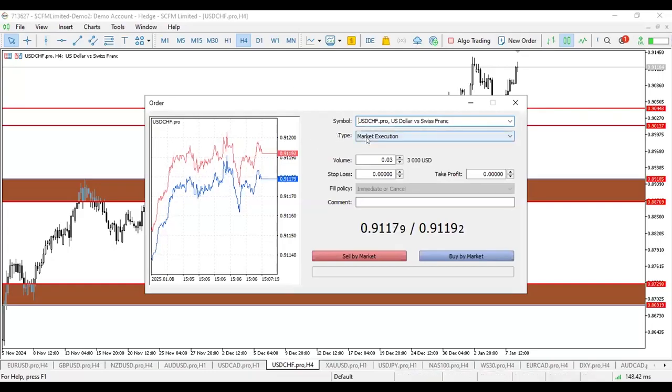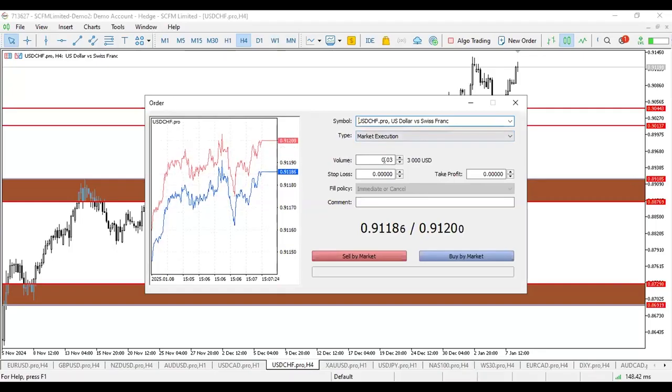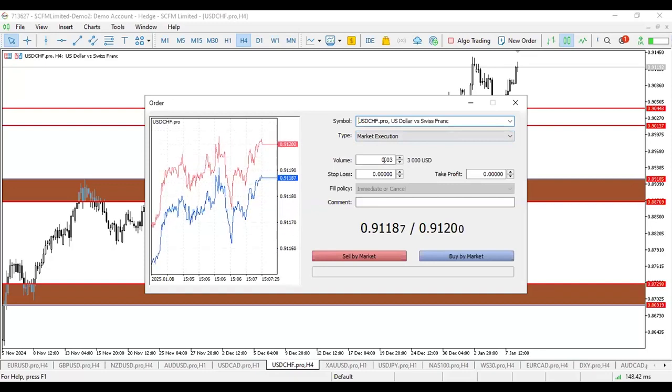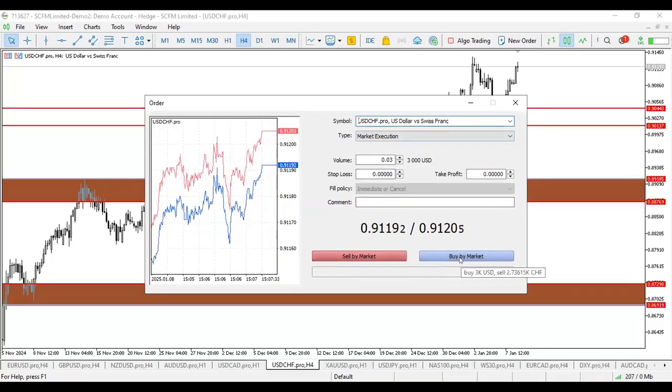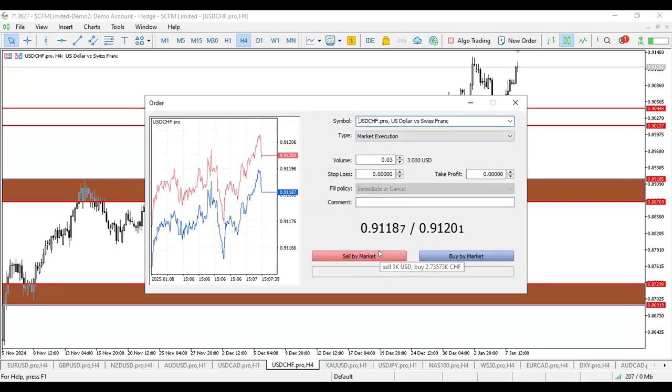You have market execution. Then here you can see the volume. So this is the lot size. We usually take trades in terms of lot size. We position our trades in terms of lot sizes. Then we have the action: if you are buying or you are selling. You are either a buyer or a seller in the market. Those are the only 2 actions that you can do. You can only buy or sell in the market.